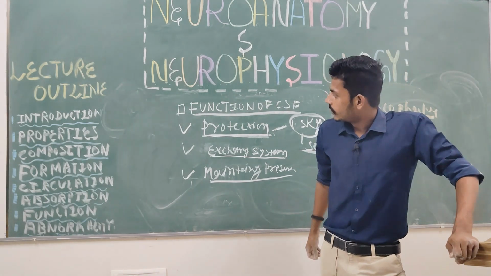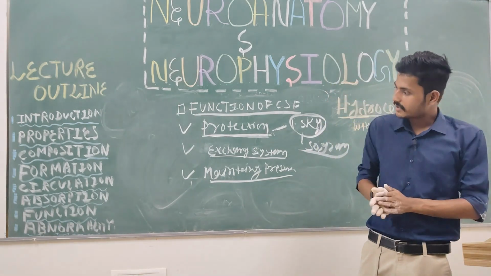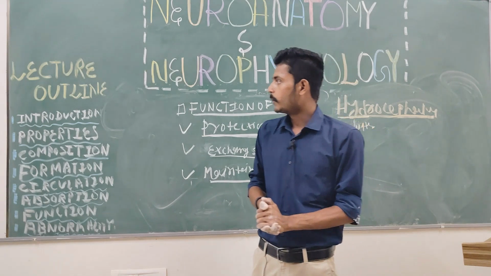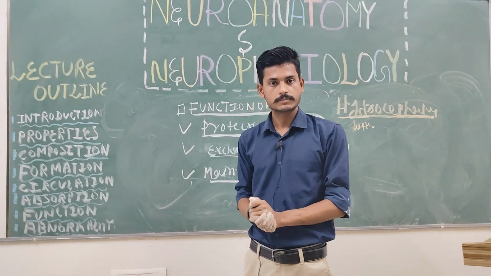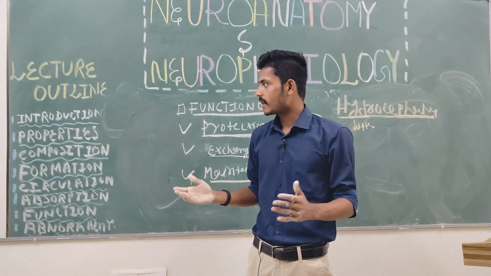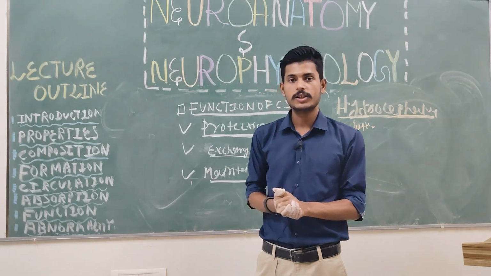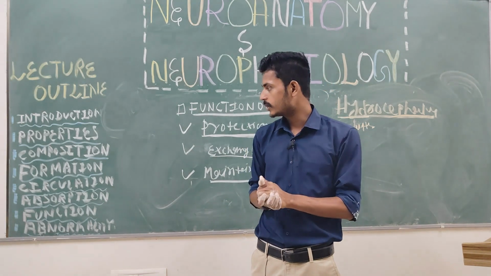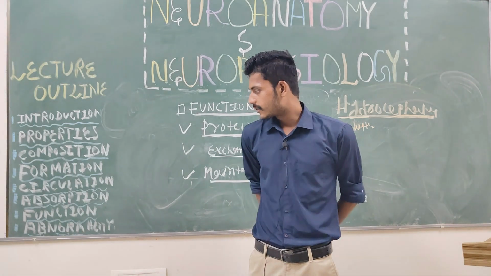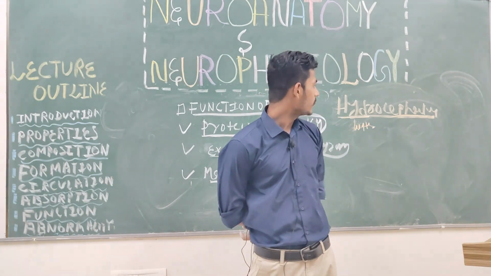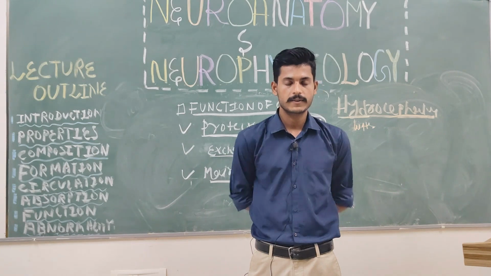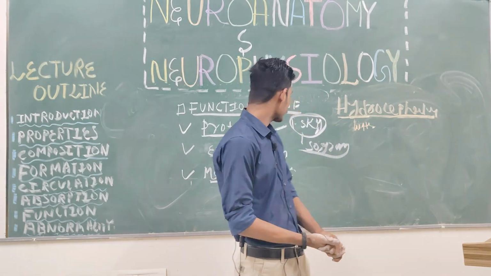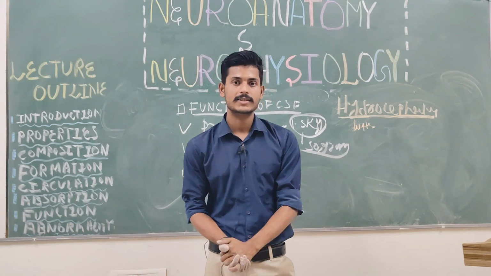So by this we covered today's portion. Let's summarize it once again. We dealt with the introduction of CSF, then properties, composition, formation, absorption, function, circulation, and some of the abnormalities, basically hydrocephalus. We will cover hydrocephalus in detail in our further lectures. Understood? Hope you understood today's class.